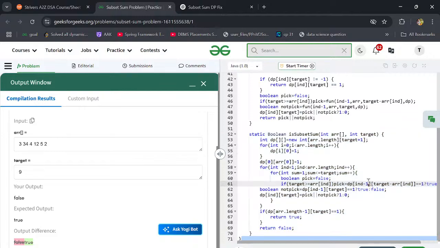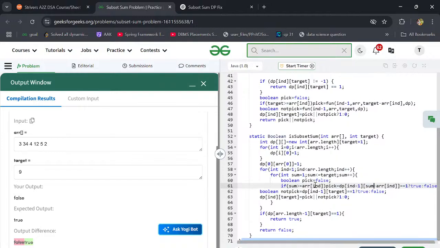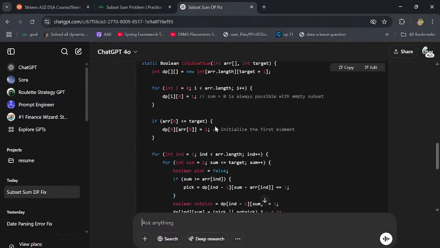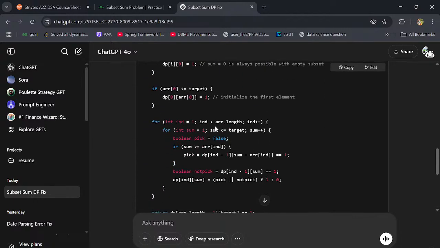First solve these issues. First, instead of target, let me put sum, right? Sum. Sum. Is that the first issue I have to solve?